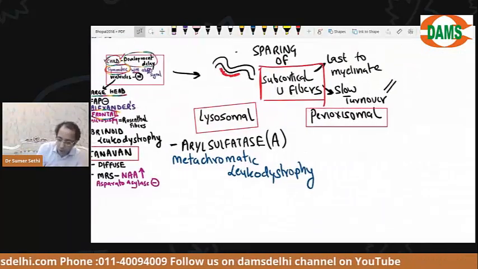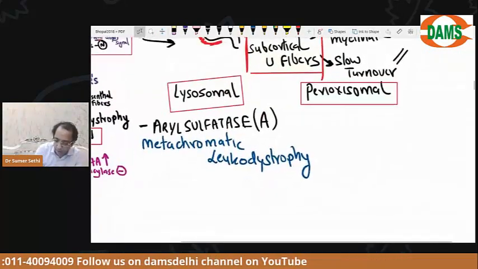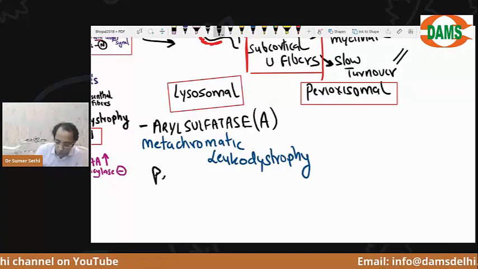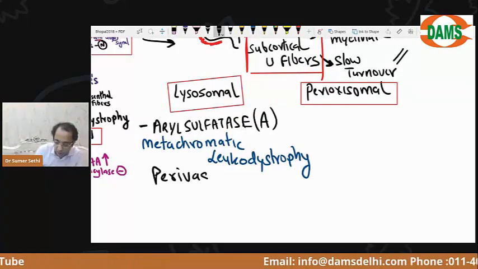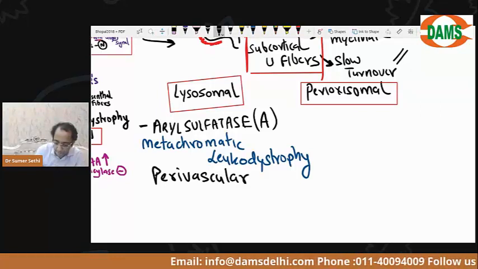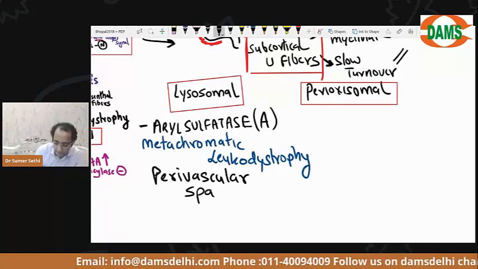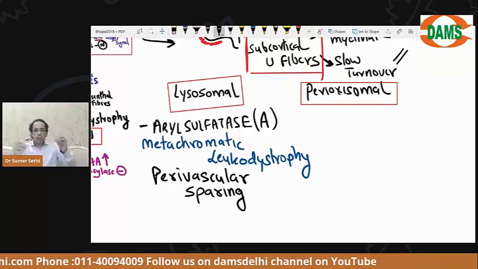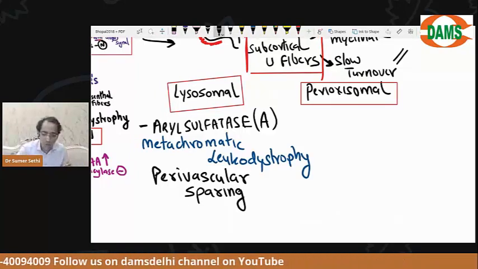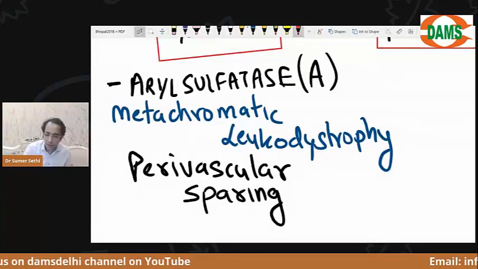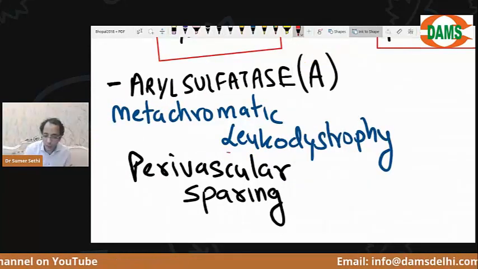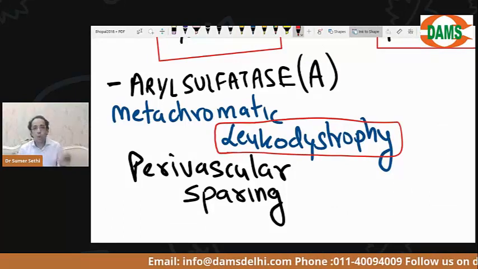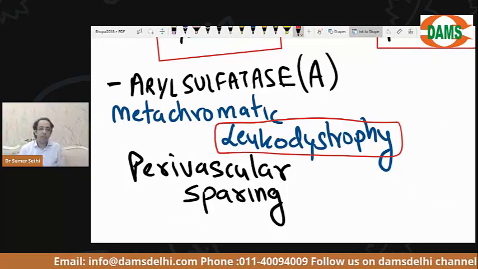In this disorder, I want you to understand there is perivascular sparing. That means, although there is a problem in the myelin, how do I know there is a problem in the myelin? Beta, tell me. I only read the word; let's break it down, beta, what is written? Leukodystrophy, the white matter's fault, it's written in the name.